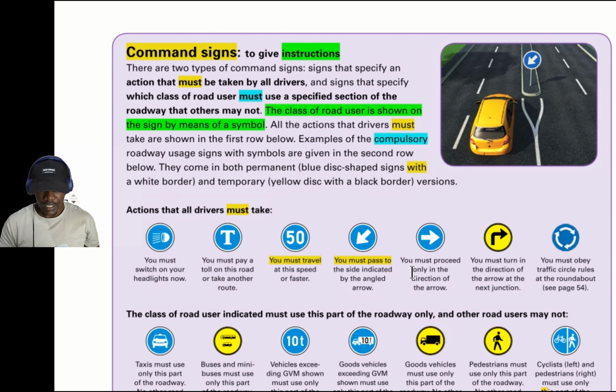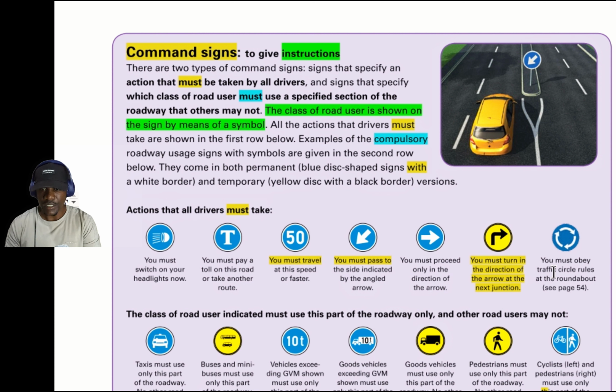Okay, the following one is a temporary sign, but a command sign as well. It also says you must turn only in the direction of the arrow at the next junction. So at the next junction ahead, you can only turn to the right. There's no other option to turn to the left. You only turn right.